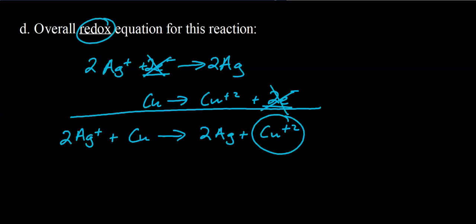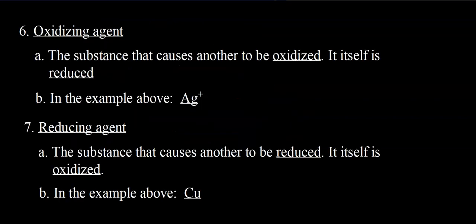Well, let's take a look at our overall equation again. So what is being oxidized? Well, the copper metal is being oxidized. Well, what is causing the copper metal to lose electrons or to be oxidized? That would be Ag+. So Ag+ is our oxidizing agent. Another term for an oxidizing agent is oxidizer. So Ag+ is the oxidizer here during this reaction.